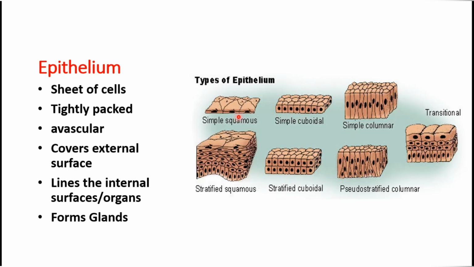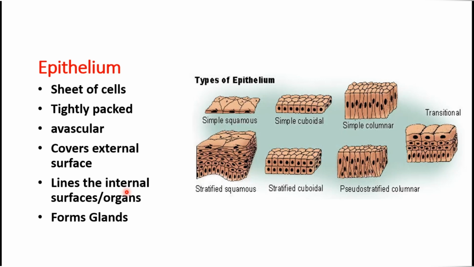Okay, where can you find epithelium? You can find epithelium covering the external surface of our body, for example making a part of your skin, as well as lining the internal organs of your body. For example, your GIT organs, your intestines, your stomach, they are all lined by the epithelium. Their luminal surface, their internal lining, is made up of epithelium.